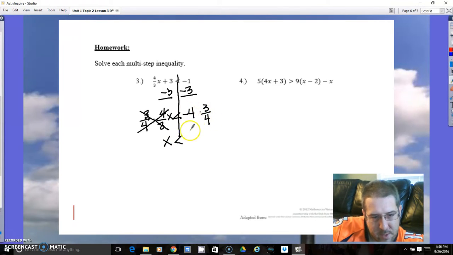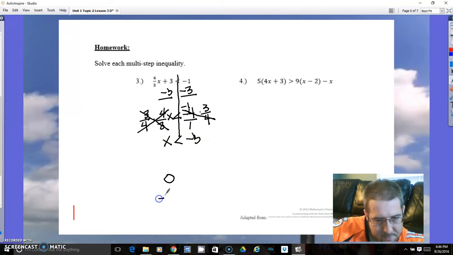Negative 4 times 3 is negative 12. Negative 12 divided by 4 makes negative 3. Or you could have just put this over 1 and seen that these are going to cancel. This is going to turn into a negative 1. Negative 1 times 3 is negative 3. So x is less than negative 3. And once again, I'm not flipping the sign. So that'd be an open circle above negative 3. If I was graphing, it would be pointing to the left.